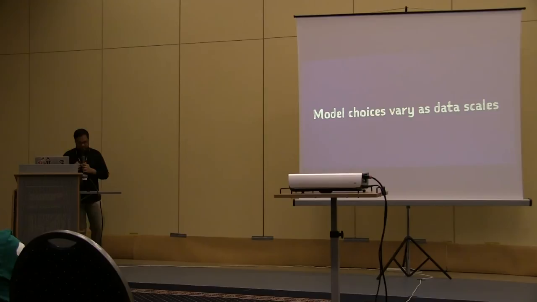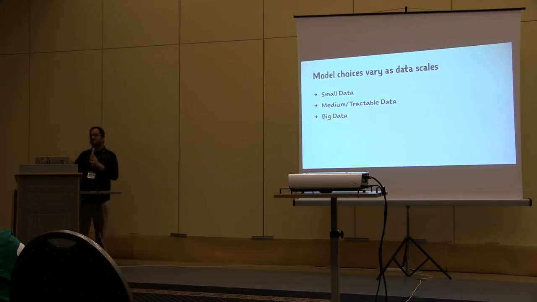The problem with predictive models is that as data scales, as your complexity scales, the kind of models that you fit would entirely differ. We all know that different kinds of data can have tiny data. So you would generally go to Stack Overflow and say, I have a tiny data problem. So that's a very common thing these days. Medium tractable data is what most people deal with. I'll tell you why that's the case. Big data are things which only very, very few companies deal with.